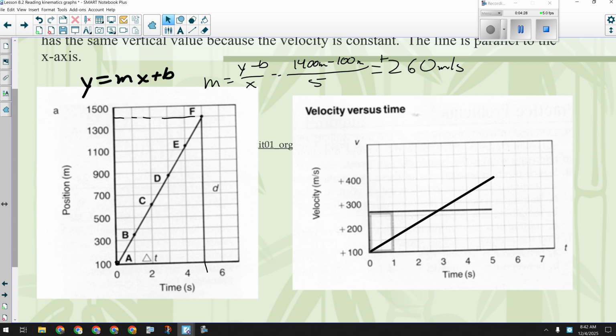What's that object doing? What's happening to its velocity? It's increasing. That means it's changing. Any change in velocity means the object is accelerating. That's what acceleration looks like on a velocity versus time graph. If I did a position versus time graph of that, it would look like this. It would be a curve. The rate of change of position would be changing in a non-uniform way.